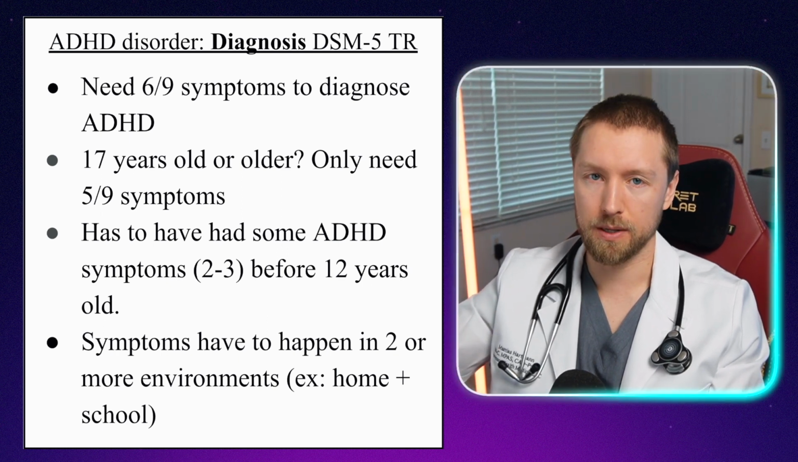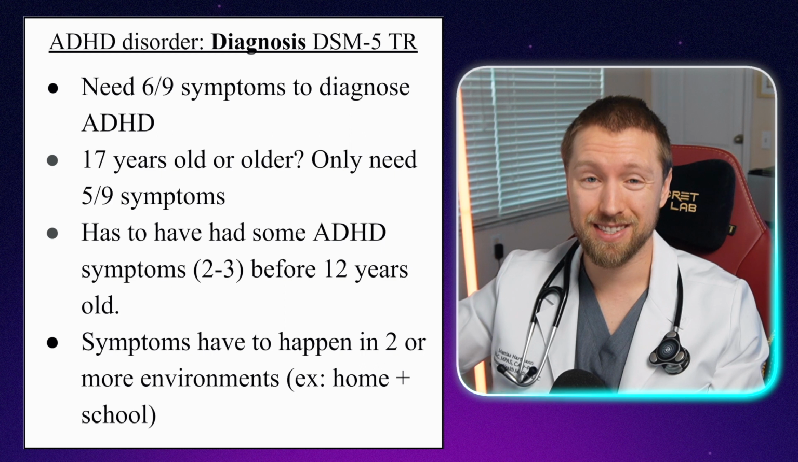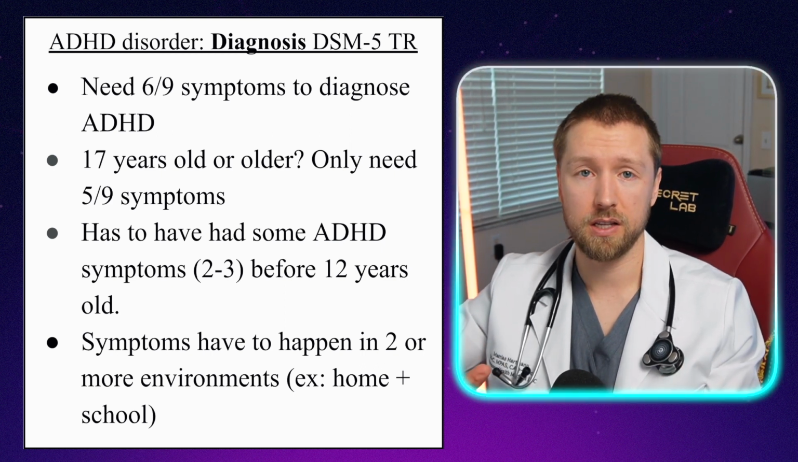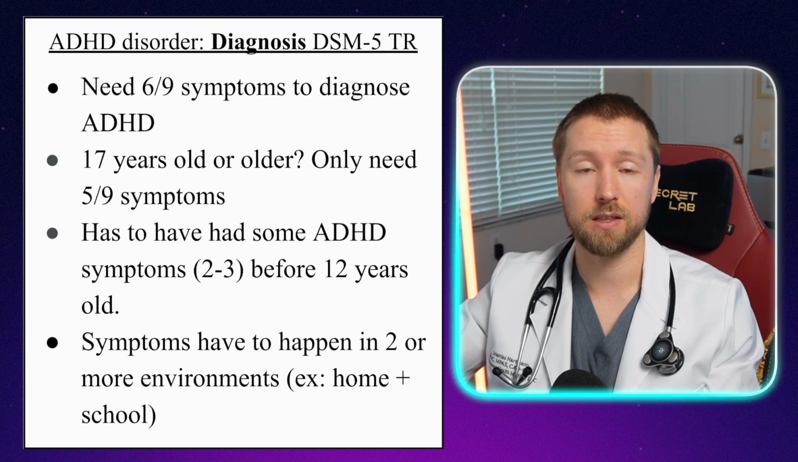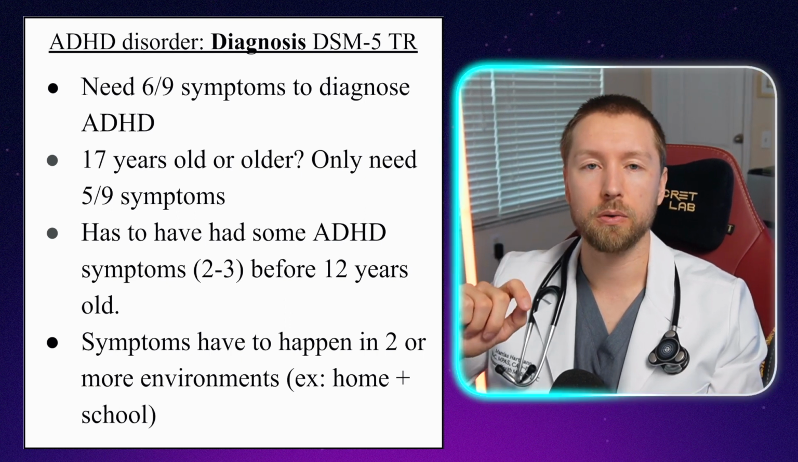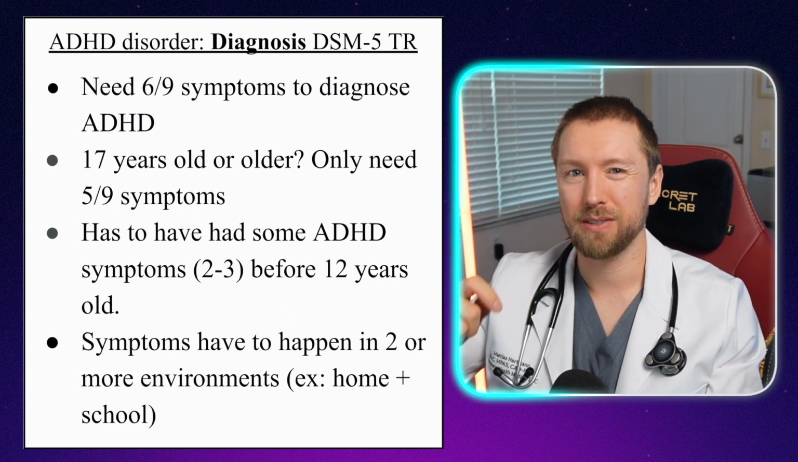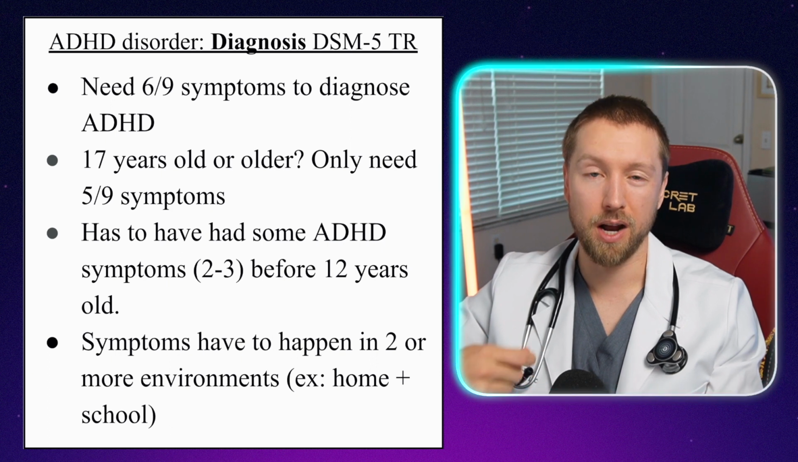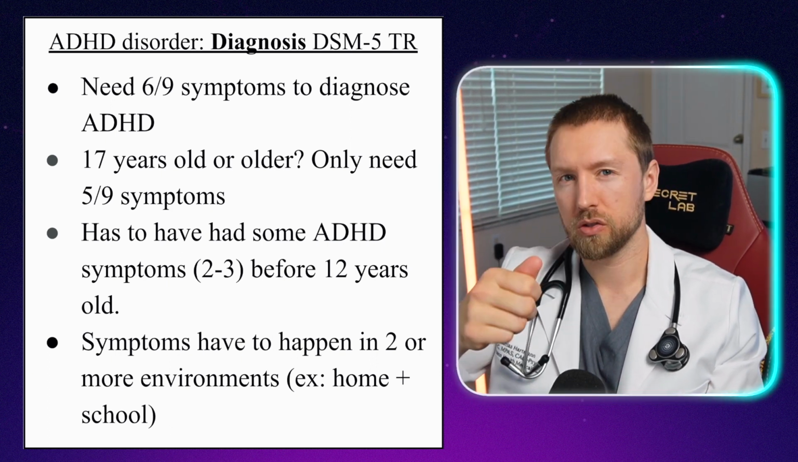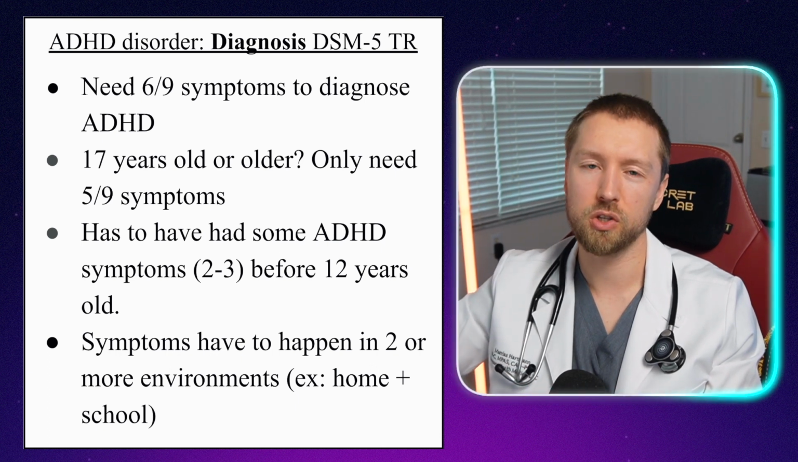Again, these symptoms have to have been present prior to age 12. When you're talking about these symptoms and asking the patient how they responded in the past and how things were in school, there's no specific amount of symptoms that have to have been present prior to age 12. However, the DSM-5 says several. So I wrote here 2 to 3, which seems accurate.